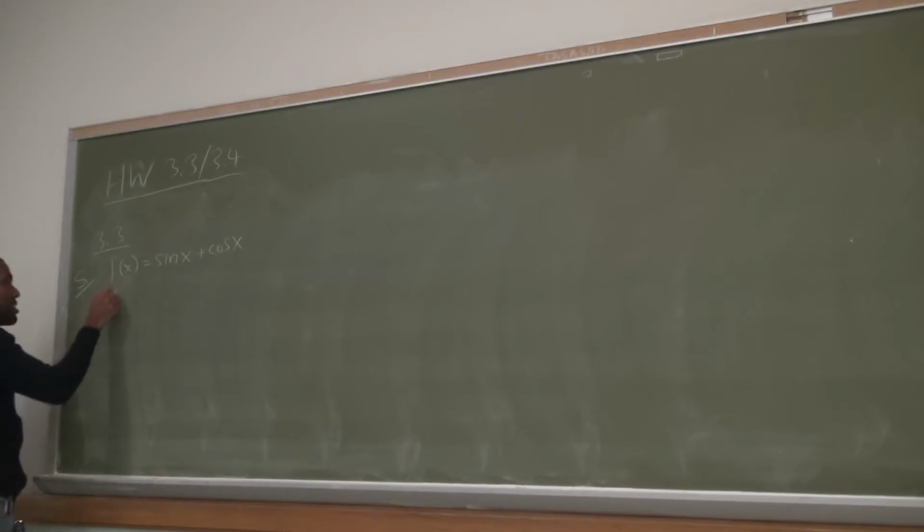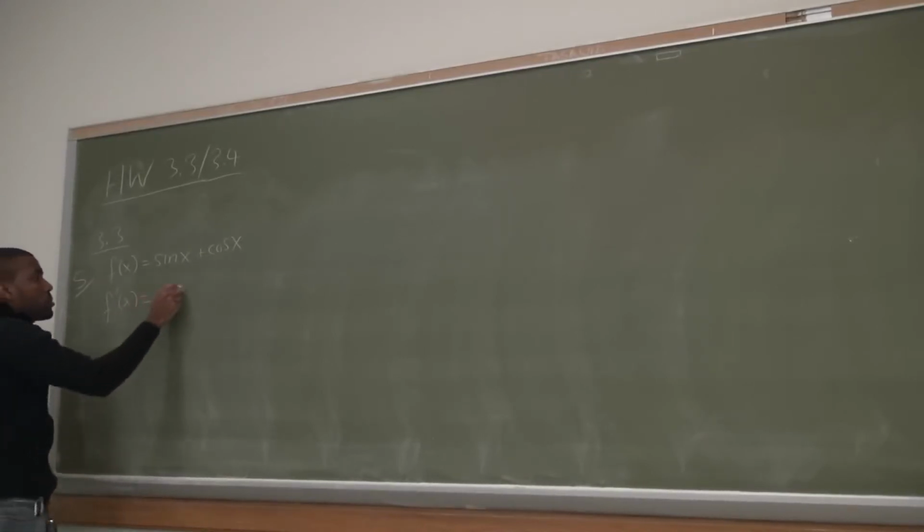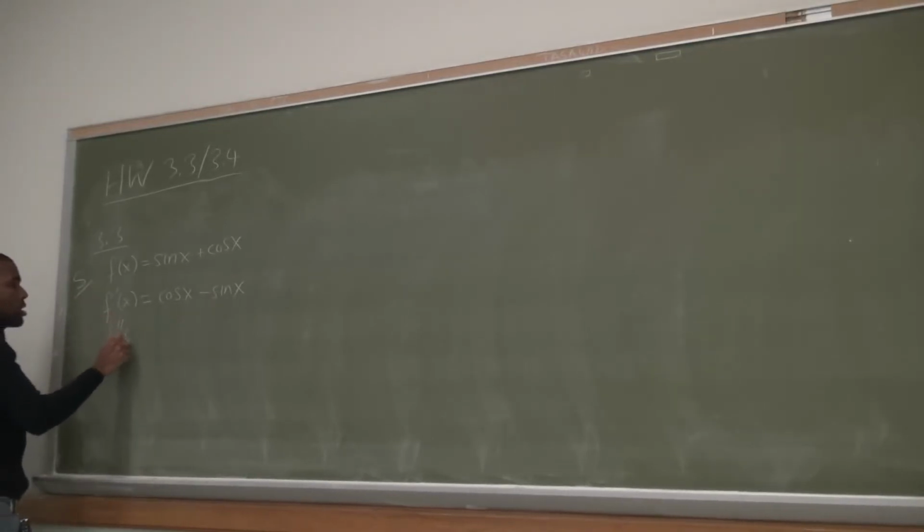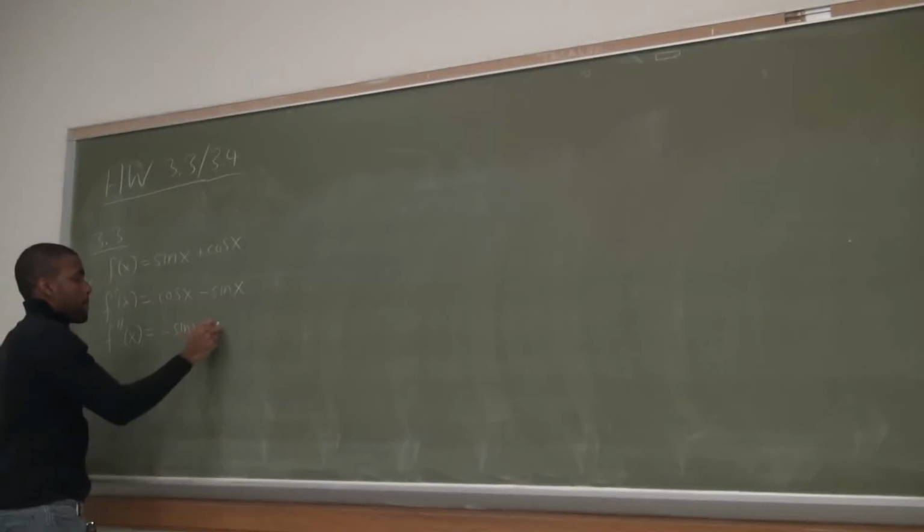So, what's the derivative? Cos x minus sin x. Second derivative is what? Negative sin x minus cos x.